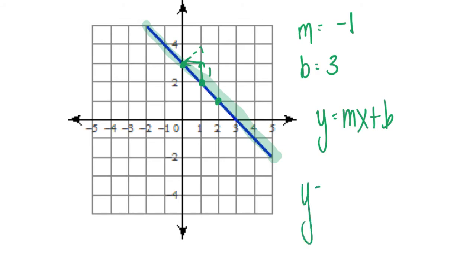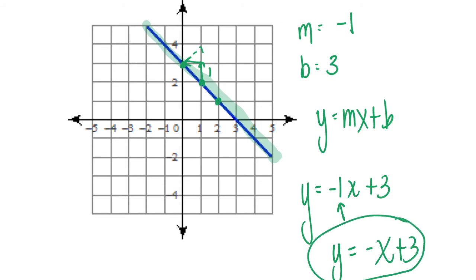We have y equals, your m value is -1, x plus 3. Now, you never will see a -1 written there. It's like an understood thing. So we would write this as -x plus 3. If you wrote -1x, it's not wrong, but you just won't see that.